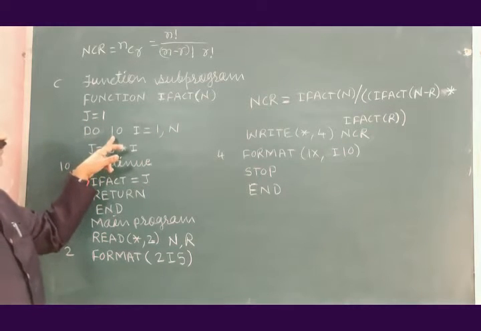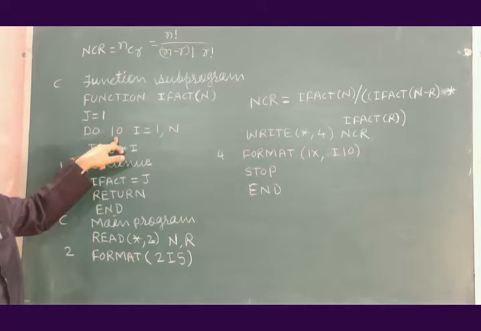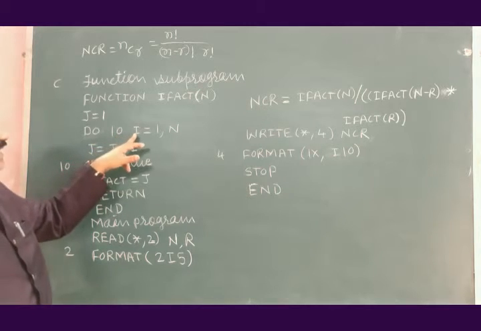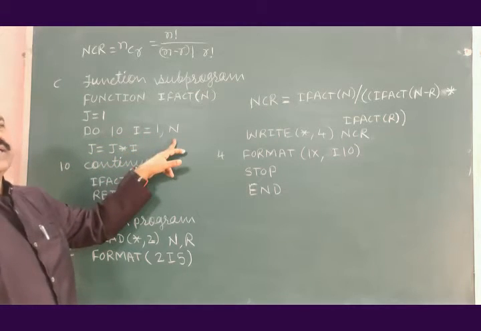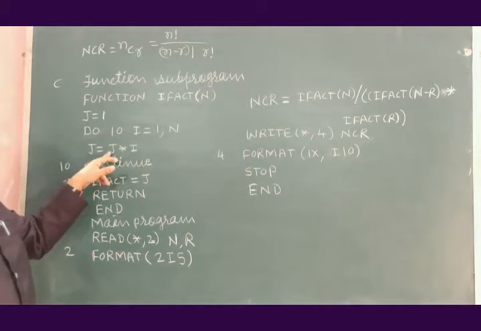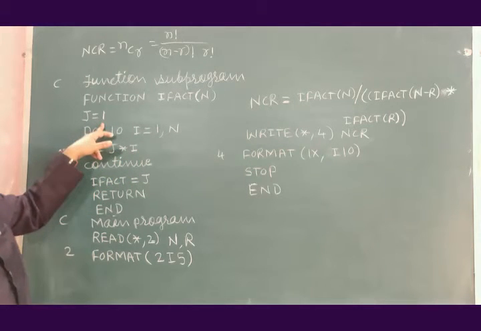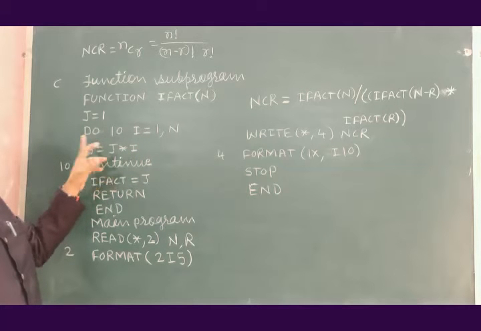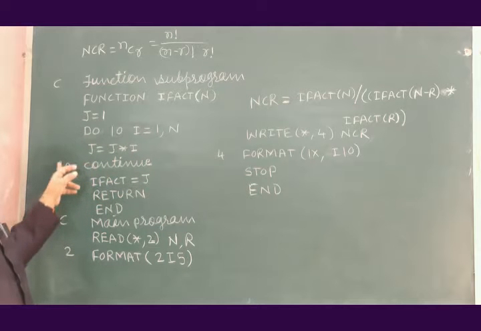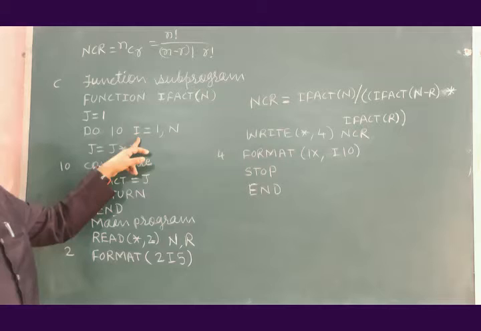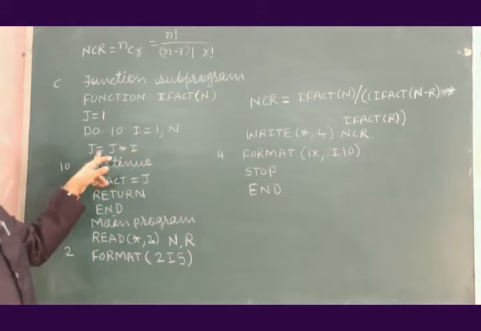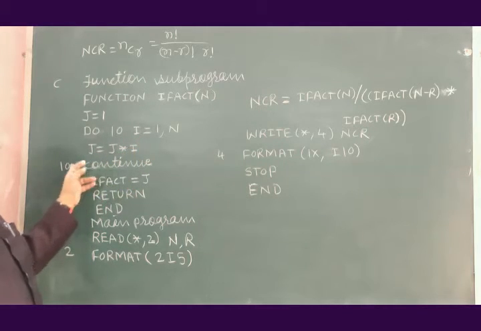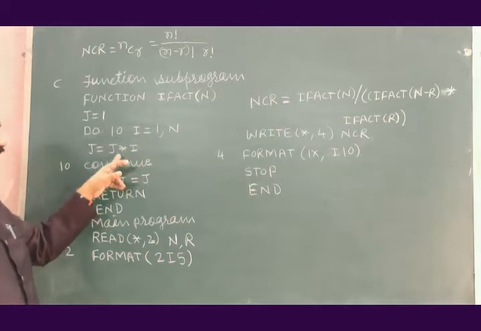Do, the last statement of the do loop is 10. I is equal to 1 to n. J is equal to j into I. What is j? The initial value of j is 1. 1 into I. What is I? 1. 1 into 1, 1. Okay. 10 continue. Take I is equal to 2. J into 2. Continue. Take I is equal to 3.